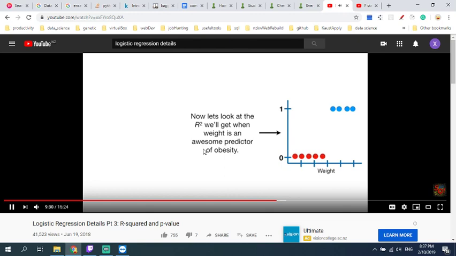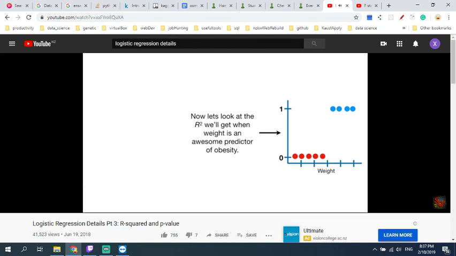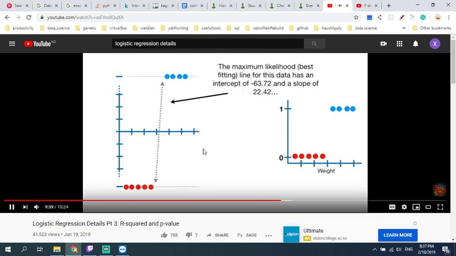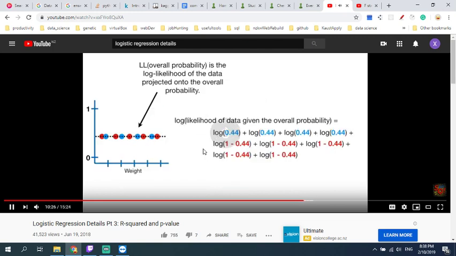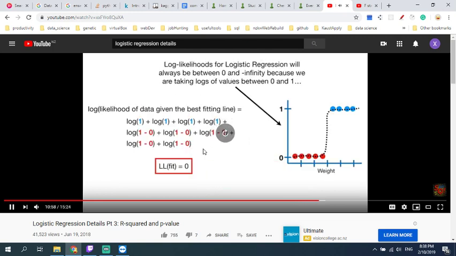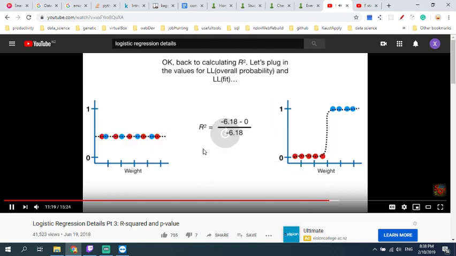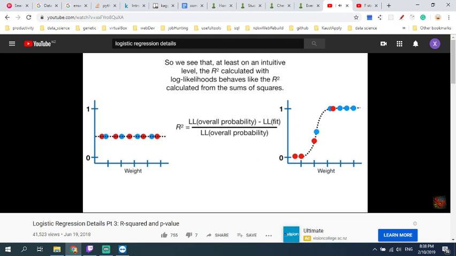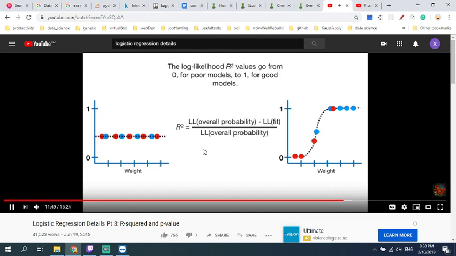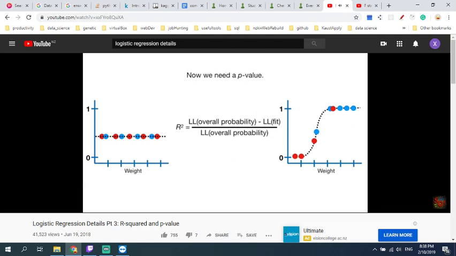Now let's look at the R squared we'll get when weight is an awesome predictor for this data. The best fitting line has an intercept of 2, and LL fit is close to zero. Plugging in the log likelihoods, we get an R squared near 1. This now shows that the R squared calculated with log likelihoods behaves like the R squared calculated from sums of squares: close to 0 for bad models and close to 1 for good models. Now we need a p-value.